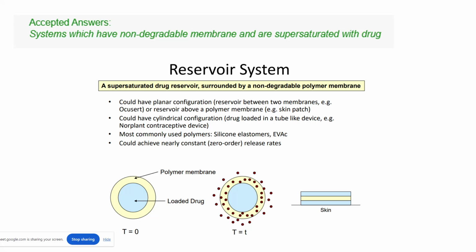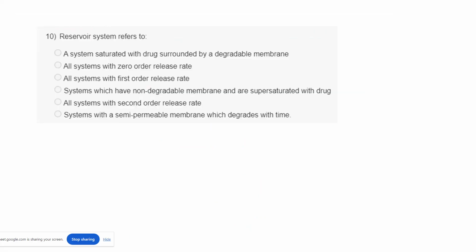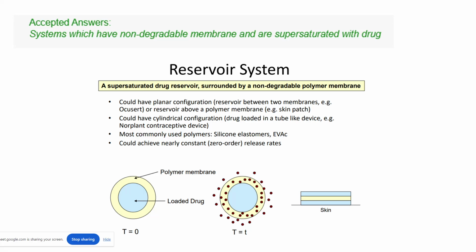Ma'am, I have a doubt in this question. Reservoir system means that we have a controlled release of drug over time, right? If we have a non-degradable membrane, how is that supporting that definition? It's diffusion basically. It's not degradable; it's mostly dependent on the diffusion of the drug. This membrane is not degradable, but it is permeable to the drug.